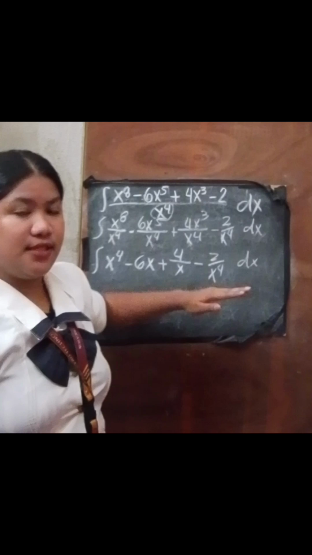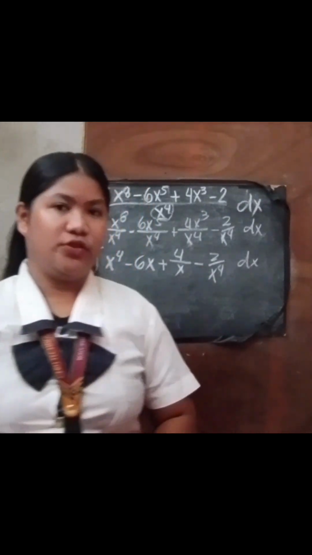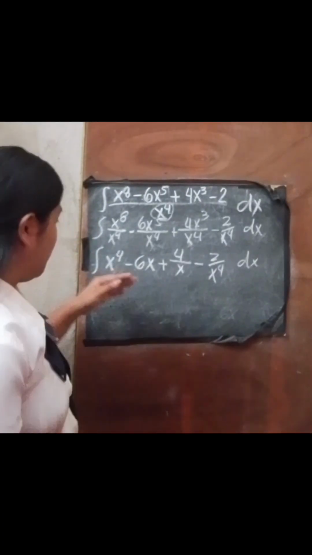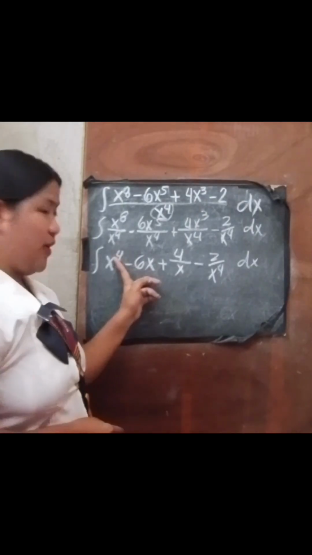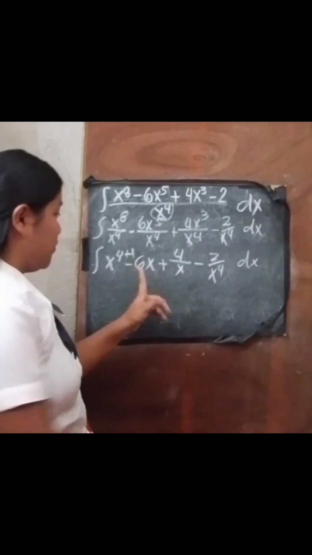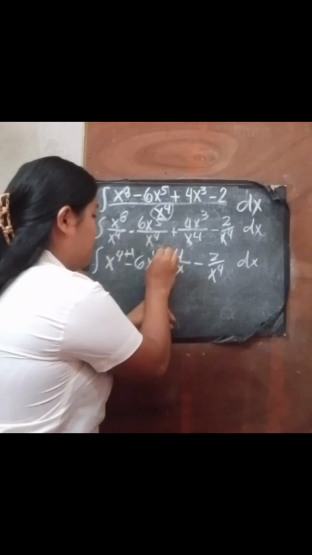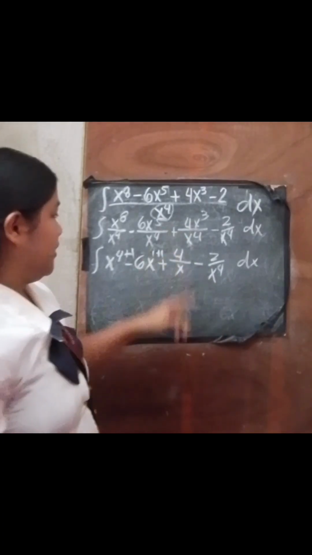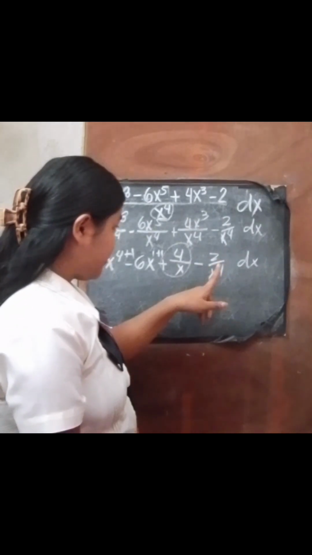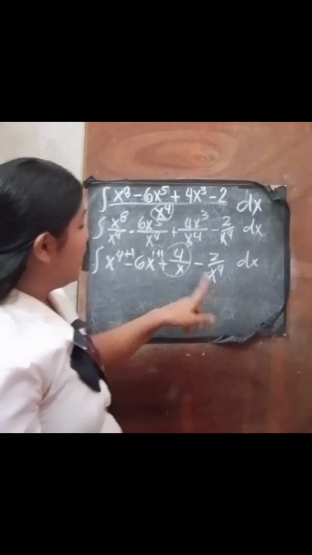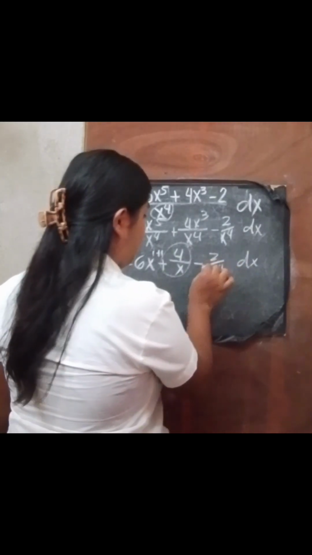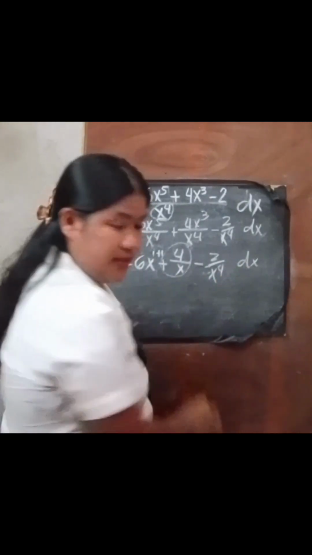Now we have integrals where we can use the power rule for integration. So now we use the power rule, adding 1 to the exponent. So x raised to 4, we add 1. Then minus 6x, we also add 1. Then there is no exponent. Then the 2 over x raised to 4 becomes 2x, wait.